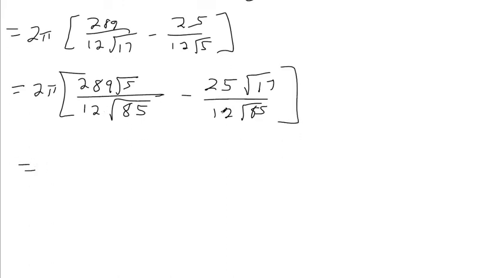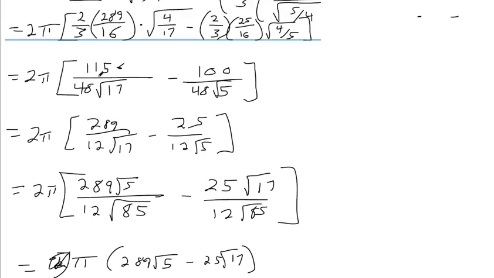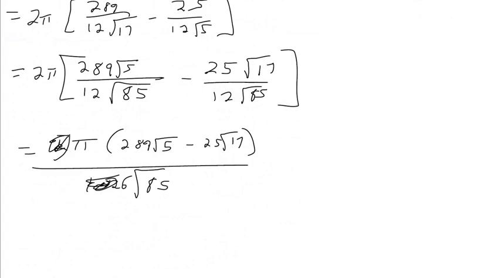So now you can just make that one big fraction. This is 2 pi times 289 square roots of 5 minus 25 square roots of 17 all over 12 square roots of 85. Oh, and I guess these could reduce too. 2 and 12, that makes 6. At some point, I think you can just type in the exact answer and Webassign's still going to accept it, but I just kept simplifying.